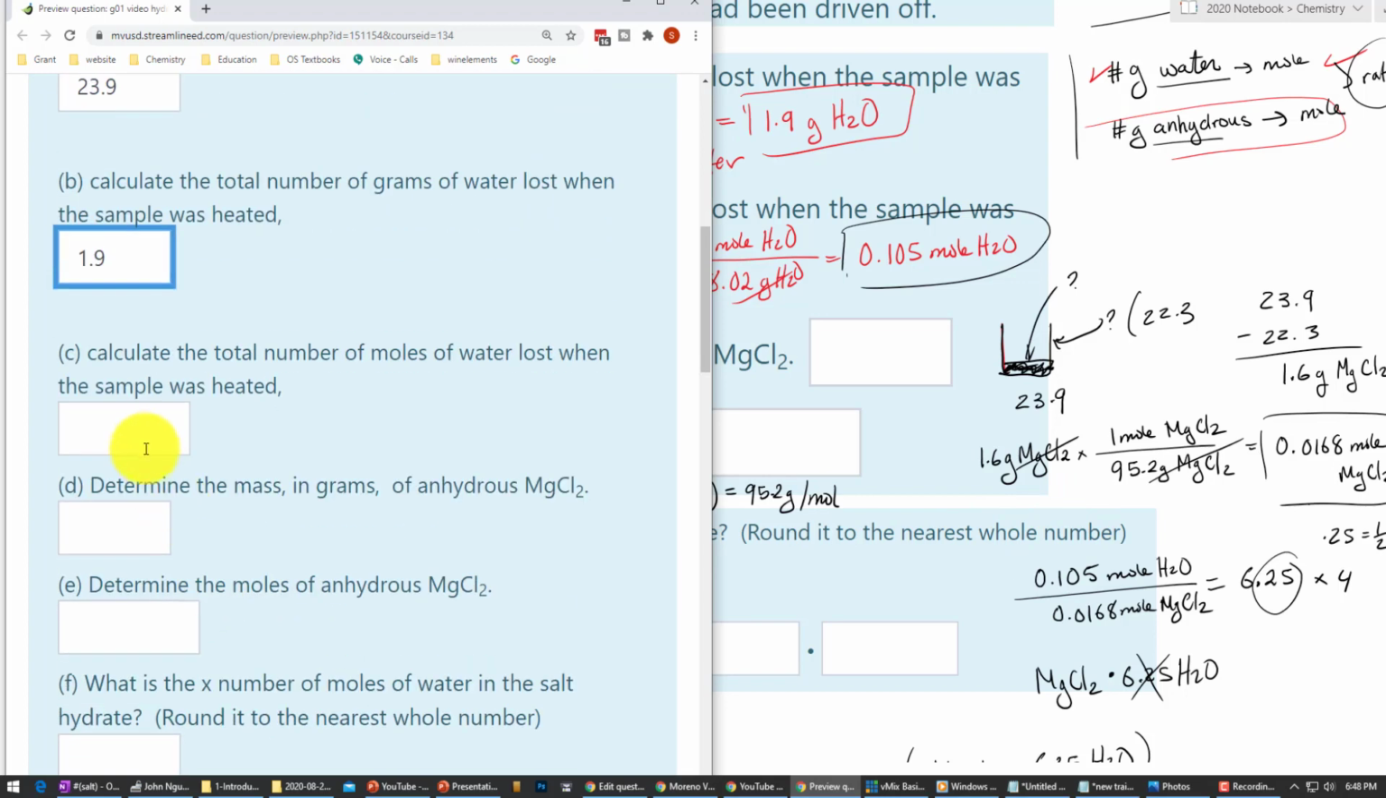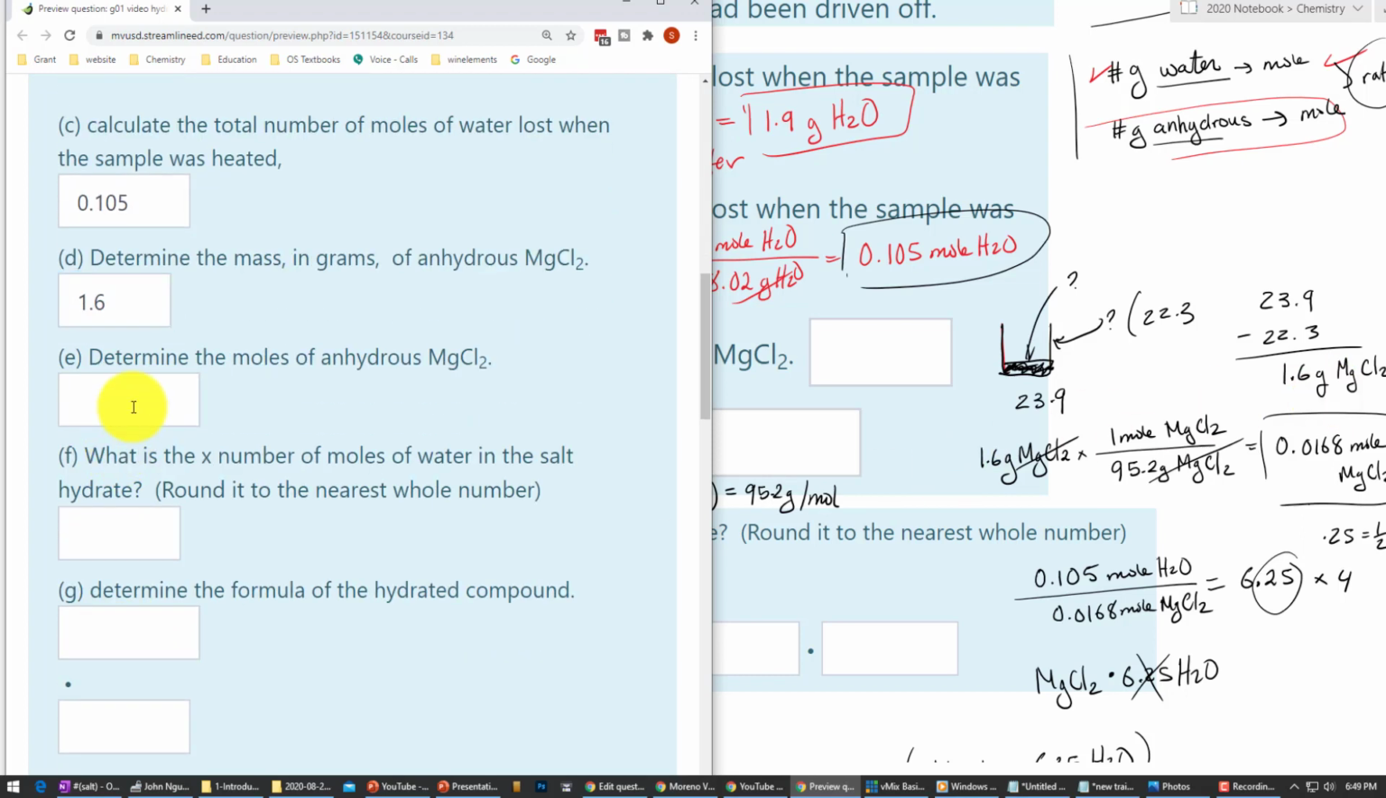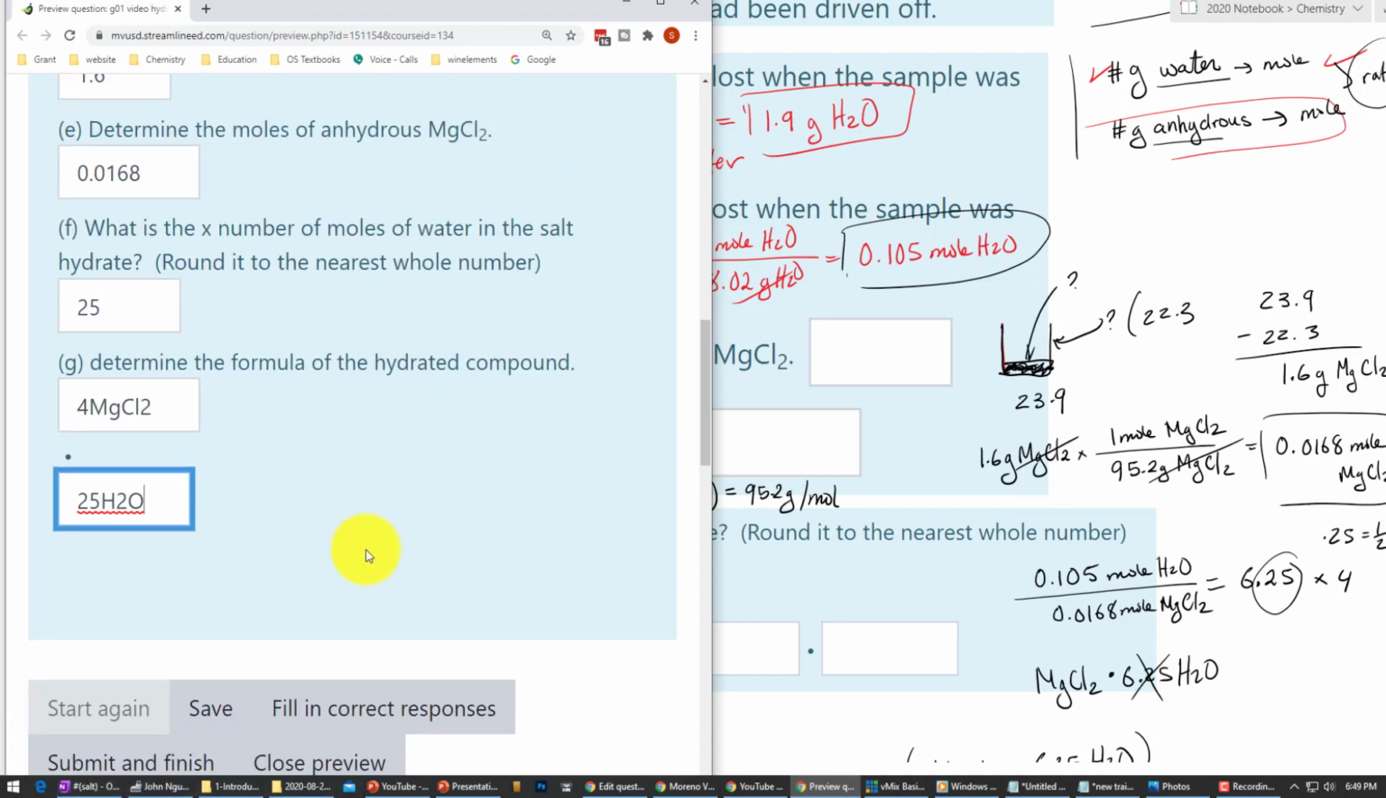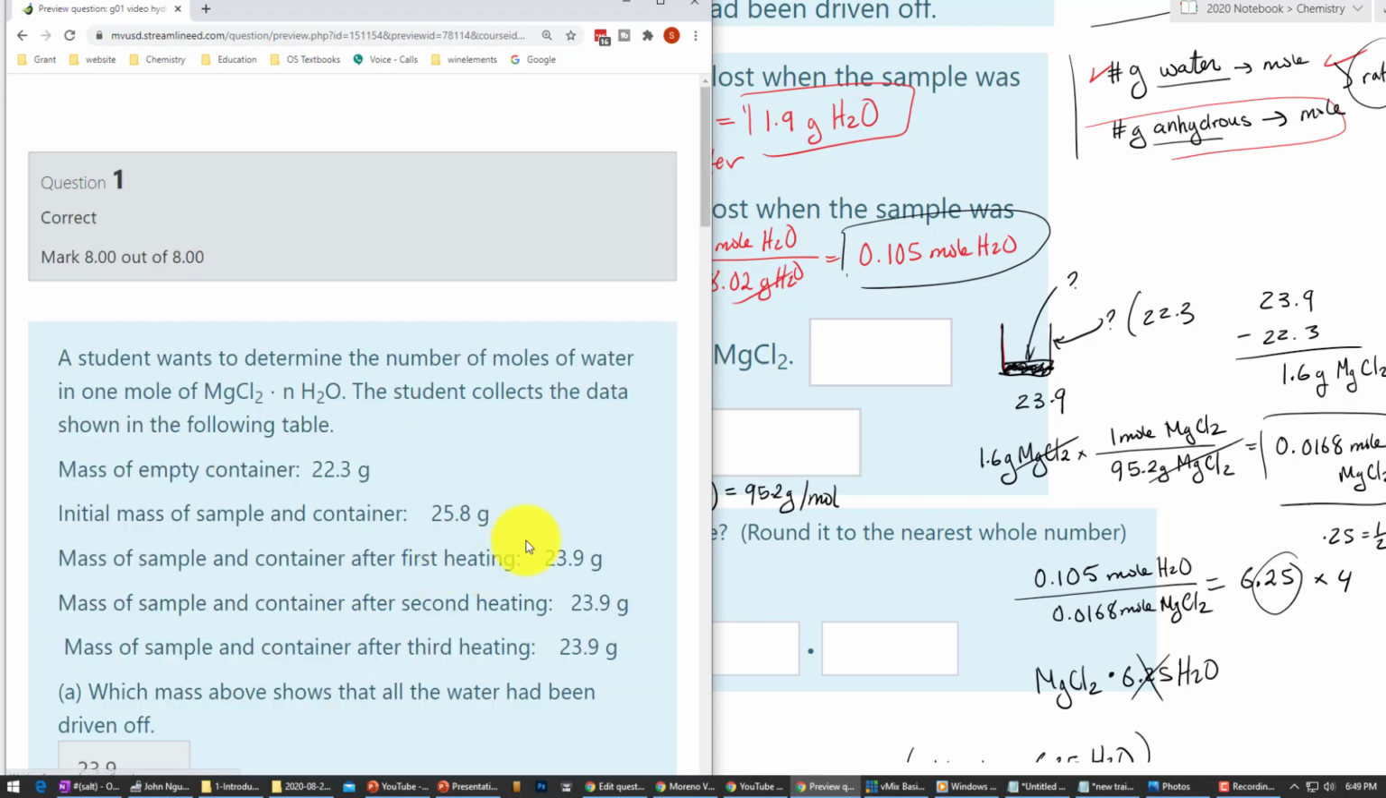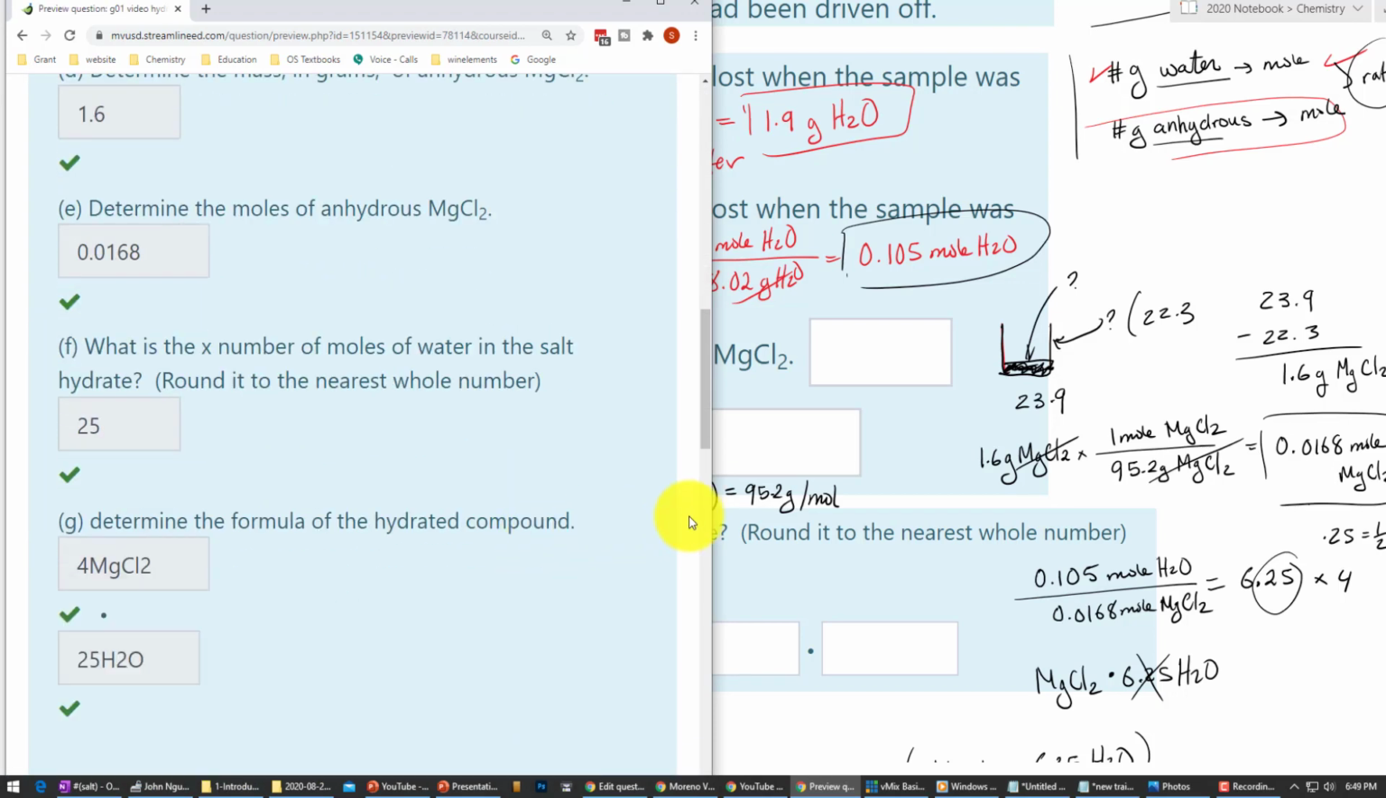1.9. And then how many mole is this going to be? 0.105. And the mass of the anhydrous part is what? 1.6 right here. And then the mole turned out to be 0.0168. And in this case, I accept multiple answers. And in this case, I'm just going to put 25. And our chemical formula is MgCl2 with 25 H2O. And let's check our answer. And there you go. Isn't that nice?